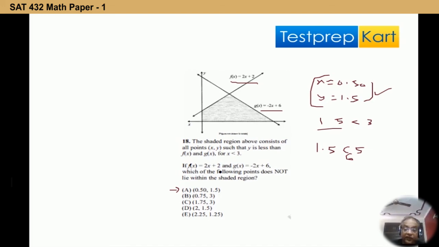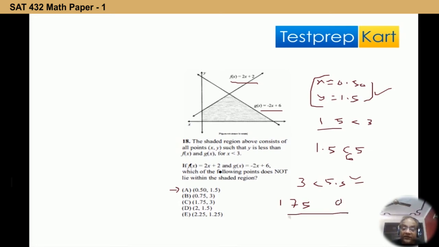Let's take C, where x is 1.75, y is 3. So if I take f(x) as 3 and x as 1.75, 1.75 into 2 is 3.5, plus 2, 5.5. That's okay, less than or equal to 5.5. Now g(x): if I take 1.75 and then 3, so minus 6 plus 6, 0.